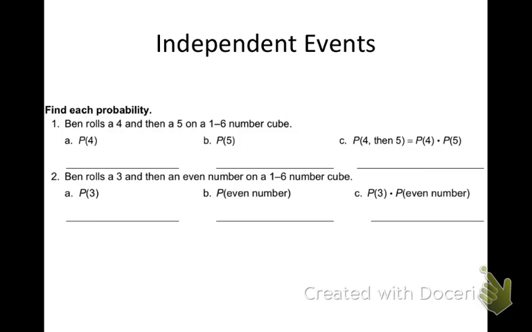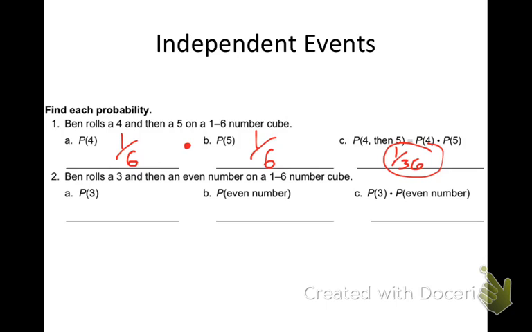So let's look at number 1. Ben rolls a 4 and then a 5 on a 1 through 6 number cube. What's the probability of him rolling a 4 on the cube, Andy? What's the probability of him rolling a 5 on the cube, Andy? Okay, I have two unique probabilities. What do I do to find the probability of both those things happening? I need to multiply. So 1/6 times 1/6, the probability of both of those things happening would be 1 out of 36. Nice job.